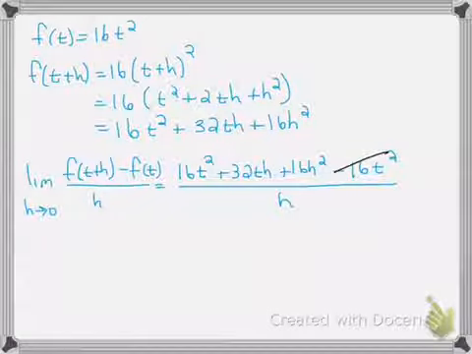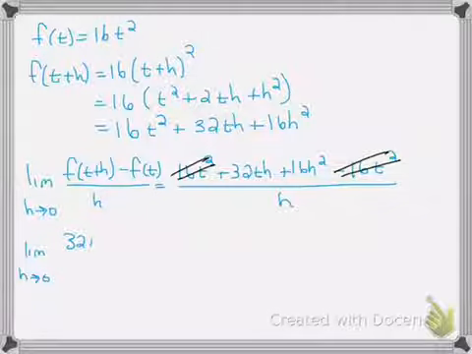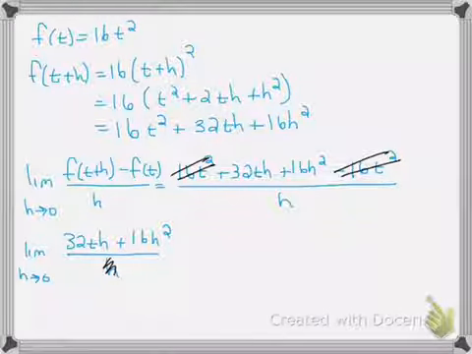Remember, I could have done t plus h minus t, but it's t minus t. You're always left with h. H is always going to be in your denominator. Right? Now, I'm going to start to simplify some stuff. You can see that the 16t squareds are going to cancel each other out. Now my limit, as h approaches 0, what I'm left with is 32th plus 16h squared all over h.